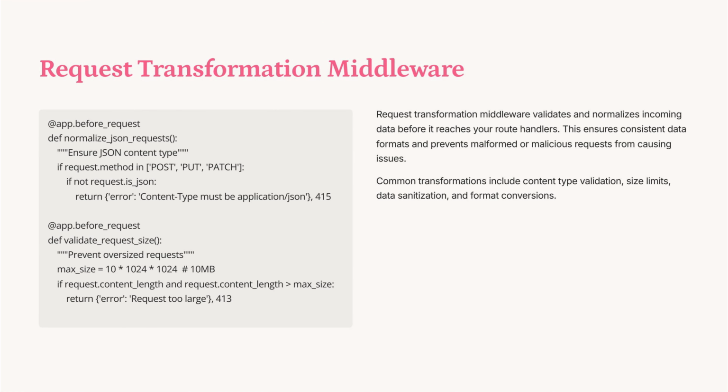Request transformation middleware is crucial for data integrity. It ensures JSON content type for POST, PUT, and PATCH requests, returning an error if not met. Additionally, it enforces a 10 megabyte size limit to prevent oversized requests. These measures protect against malformed or malicious data, maintaining consistent and secure data handling.